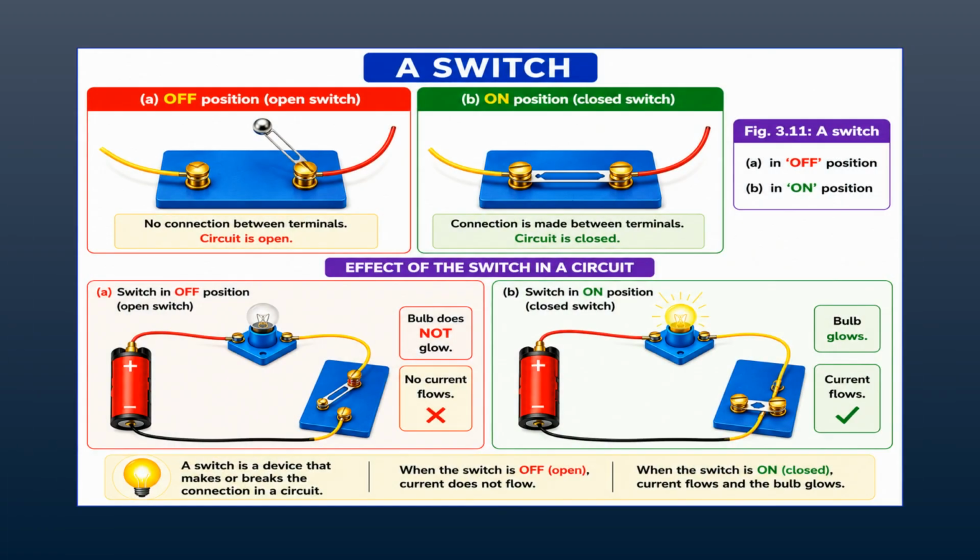Now, let's look at the switch. A switch is a simple device that makes or breaks the electrical connection in a circuit. When the switch is in the off or open position, no current flows. When moved to the on or closed position, the connection is complete, allowing current to flow.